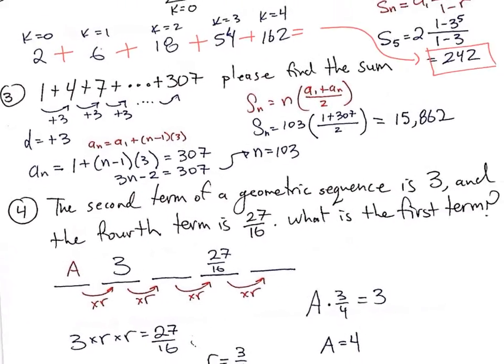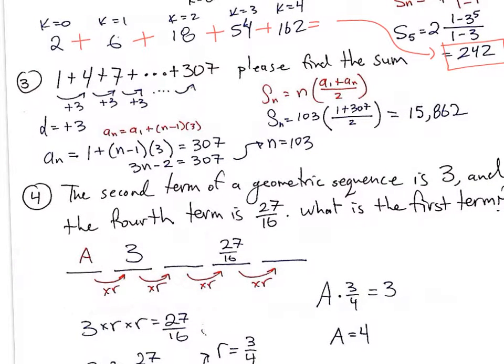Number 4 has a bunch of words, and what it says is the second term of a geometric sequence is 3, and the fourth term is 27 over 16. What is the first term? So I like drawing out these spaces. We know that the second term is 3, third, and then fourth is 27 over 16. So because it's geometric, I have times r, times r, times r, times r, just to get me thinking about this.